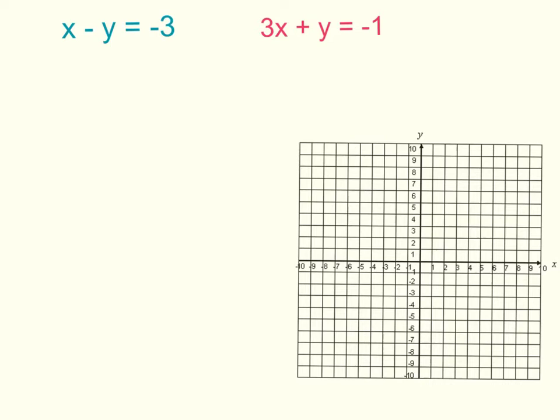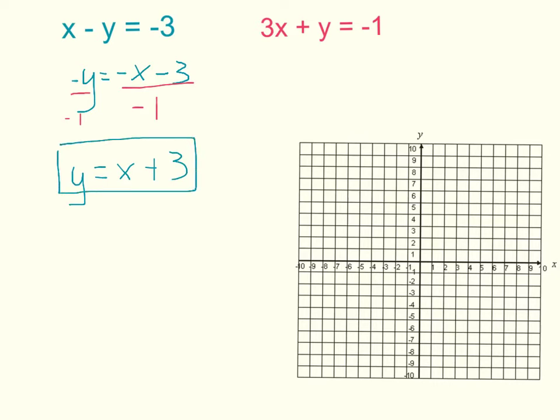So for the first one, negative y equals, I'm going to subtract x to the other side, so negative x, and I have a negative 3. And now divide everything by a negative 1. So y equals a positive x plus 3. So let's graph that line. We start at the y-intercept of 3, and then we have the slope, up 1 over 1.